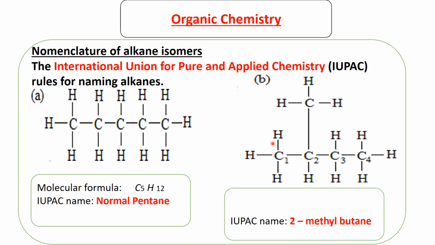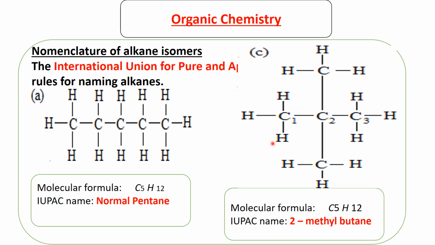As simple as that. And of course, the molecular formula is the same, C5H12. It can also have another isomer. The same butane can have another isomer. This and this are the same. They have the same molecular formula, C5H12. As you can see, there are 5 carbon atoms and 12 hydrogen atoms.